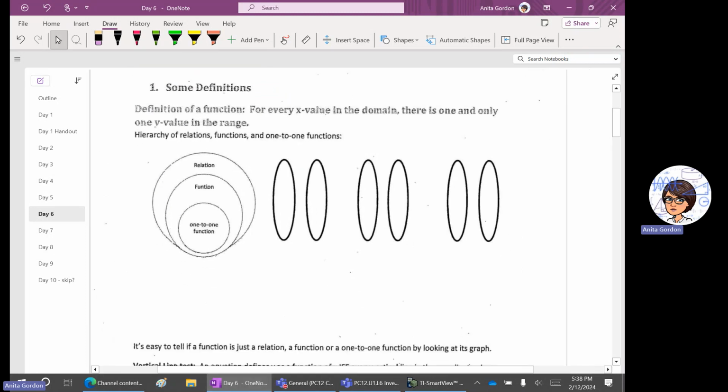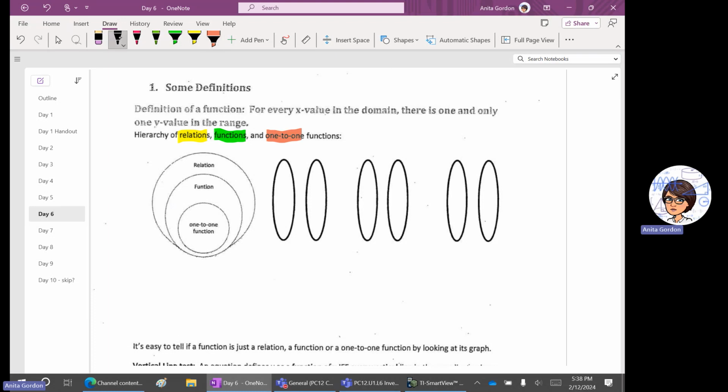A couple definitions we should go over before we move on is that there's a hierarchy of things we can put on a graph. Essentially, if we put a drawing on a graph, we call it a relation. If it passes the vertical line test, we call it a function. And if it passes the vertical line test and the horizontal line test, then we call it a one-to-one function.